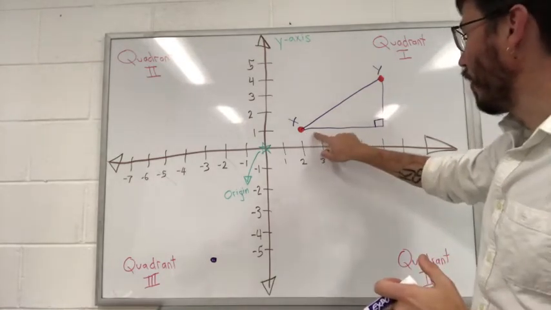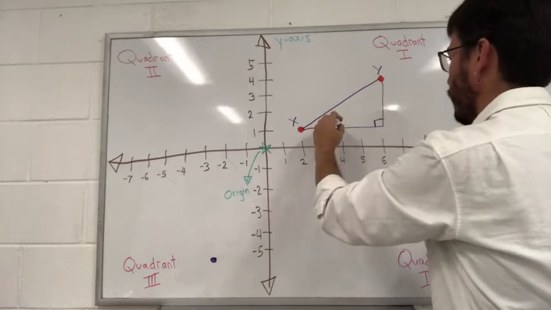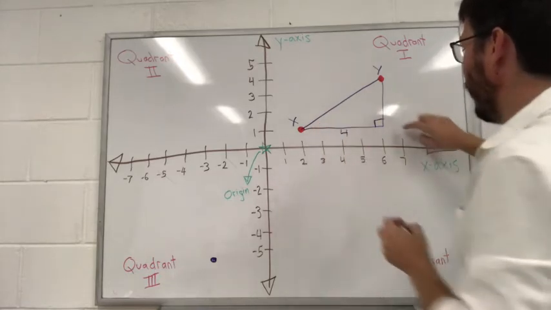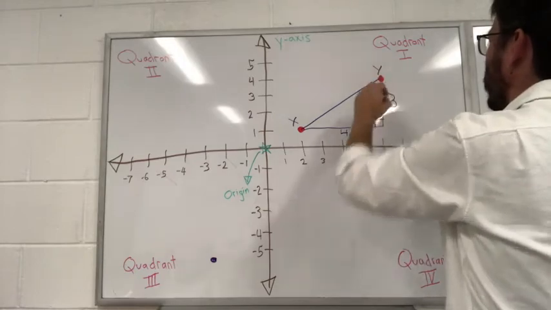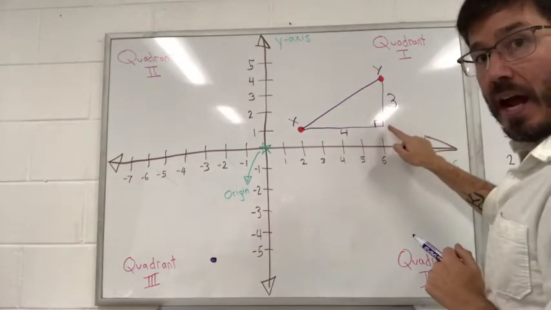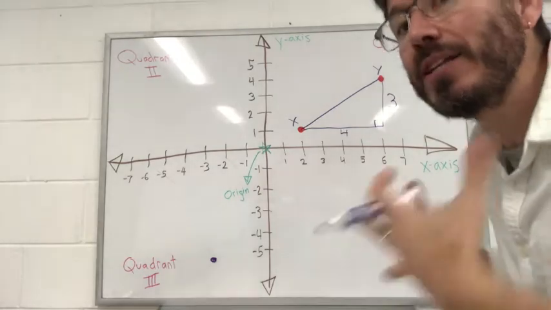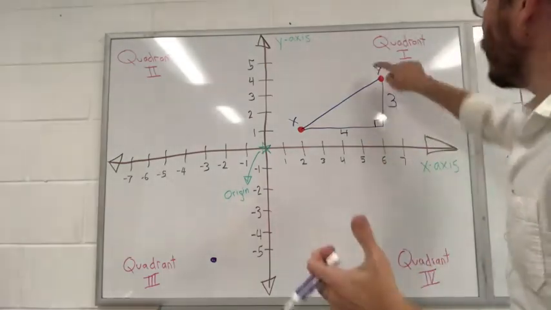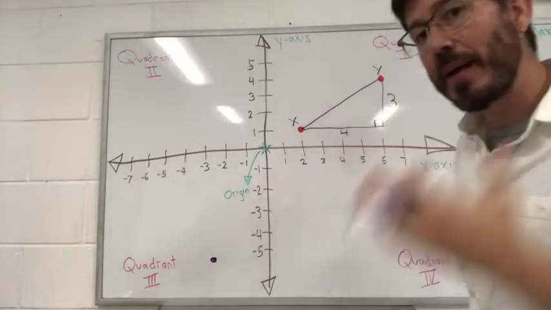So I went over. How far did I go over? 1, 2, 3, 4. And I went up. How far did I go up? 1, 2, 3. So I went over 4 and up 3. And I think you know where this is going. Now I can do the Pythagorean theorem in order to find the distance from X to Y. We want to find the distance from X to Y.